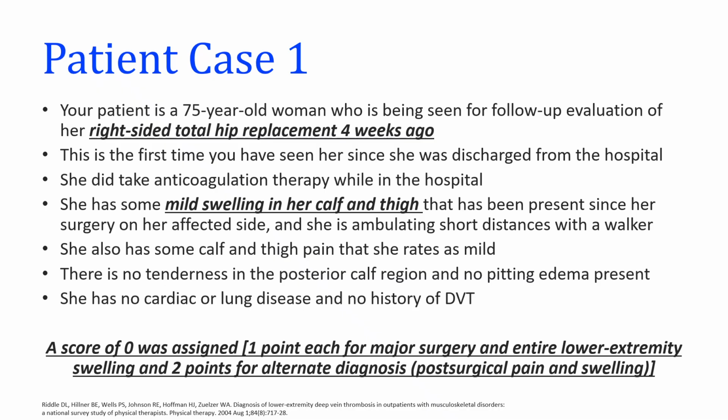In this case, the Wells score is calculated as 0. The patient receives 1 point for recent major surgery and 1 point for entire lower extremity swelling. But 2 points are subtracted because an alternate diagnosis, post-surgical pain and swelling, is at least as likely as DVT. A score of 0 indicates a low pretest probability of DVT, and according to the diagnostic algorithm, the next appropriate step would be D-dimer lab testing to help rule out the presence of a blood clot.